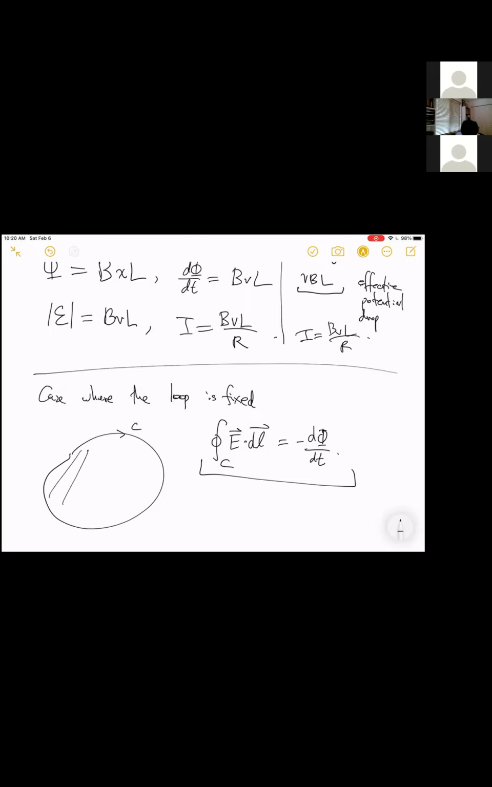So if I call this S, I'll just call it phi through S. So this breaks this rule, and this describes that if the electric field arises from a changing magnetic field rather than through charges, then it'll be non-conservative in exactly the following way.